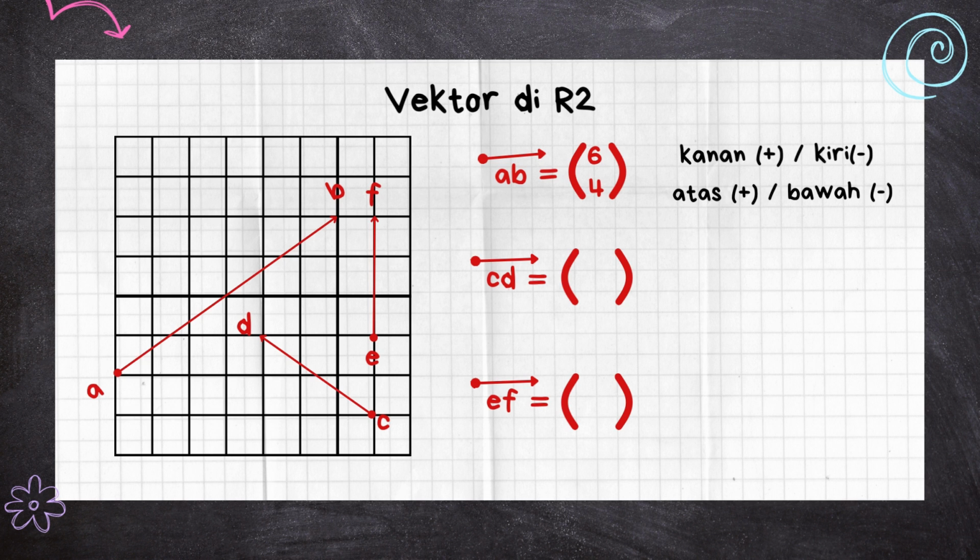Where does the value of 6 come from? 6 is the count of units moved to the right. Then, we calculate the vertical distance, which is 4. So, vector AB is (6, 4).